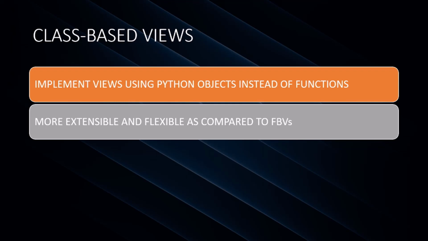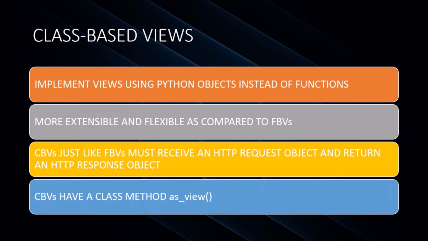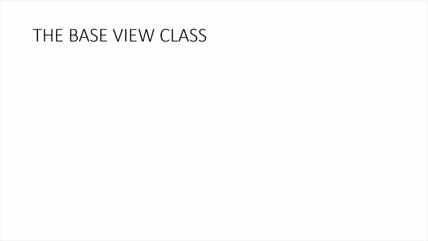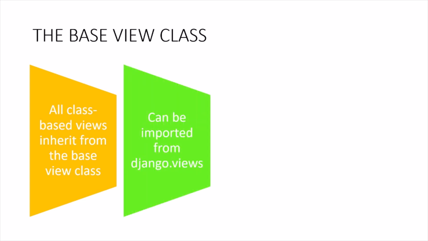The common thread that runs through both function-based views and class-based views is that both of them need to receive an HTTP request object and then return an HTTP response object. The difference between class-based views and function-based views is that all class-based views have an as_view method. Now, to understand what this method is about, we need to discuss the base View class. All class-based views inherit from this base View class. It's spelled with a capital V and it's imported from django.views.